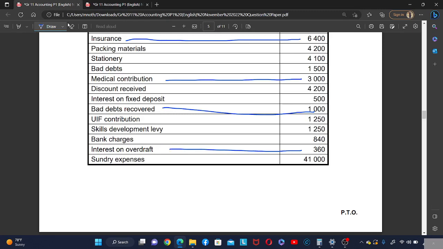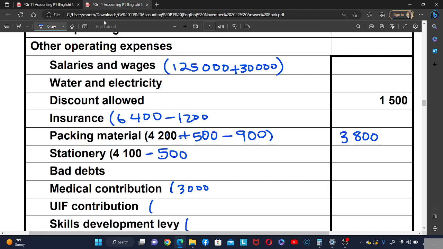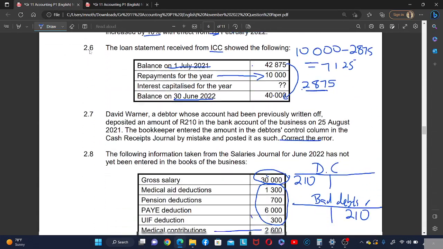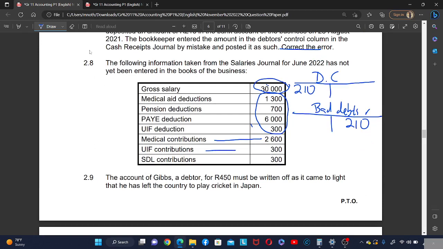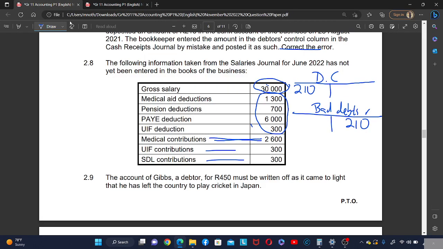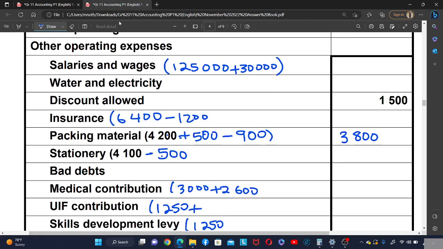Then UIF and skills development levy, they are 1,250. Okay. And then now we are here. So we have the contributions, which are an expense to the business. So we have the medical aid contribution, which is 2,600. So we must go and add it. And then we also have the UIF and SDL, they are the same, both of them are 300 rand. So let's go and add them.